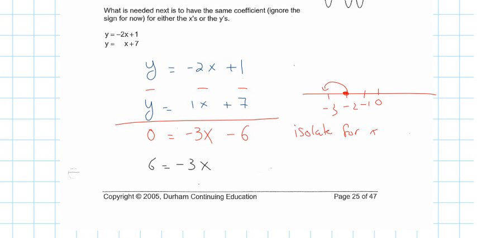Now what do I do to get rid of that negative 3? Divide by negative 3. So I have to divide by negative 3 now. And that gives me x equals negative 2.